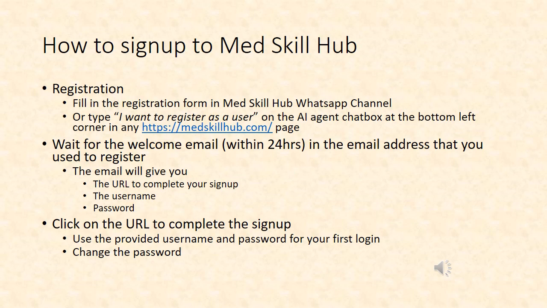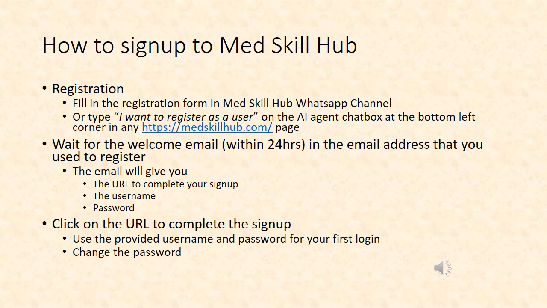Signing up to MedSkill Hub entails 3 simple steps. Firstly, is to complete the registration form. Where do you find the registration form? There are 2 kinds of registration forms that you will get. One registration form is found on MedSkill Hub WhatsApp channel, and still this registration form URL might be circulated in your groups. If you are in a group or something like that, you'll find them circulated.